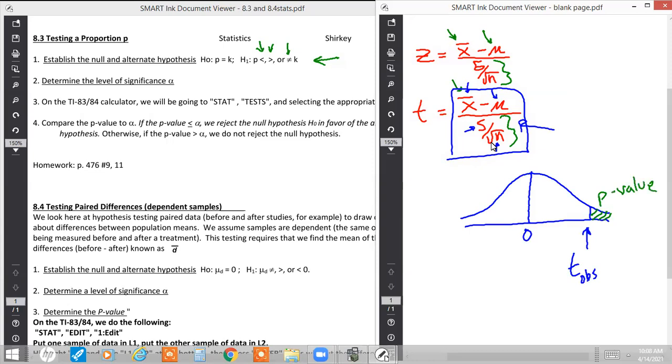So when you enter all of this necessary information, either for this or for this on your calculator, it automatically goes through, calculates this, and calculates the area in the tail beyond that value, all right? And that's that p-value that we then look at on your calculator and compare it to alpha and decide, do we reject or not reject the null hypothesis, right? All right, that's said and done.